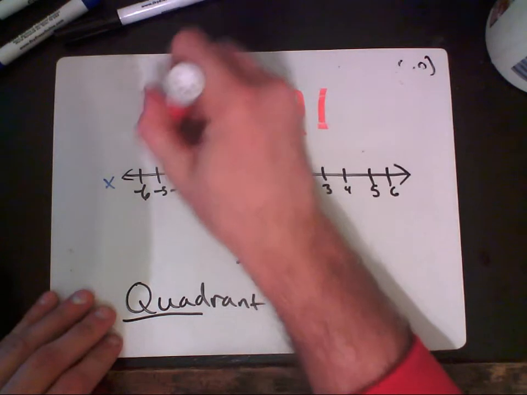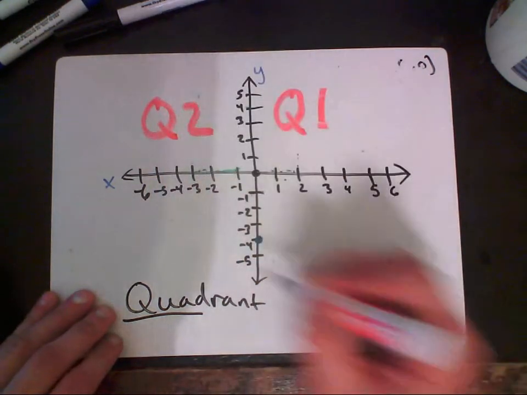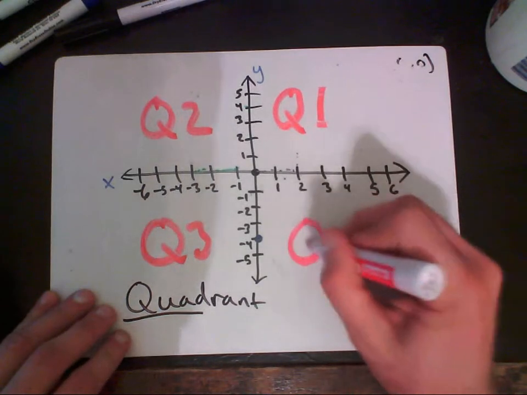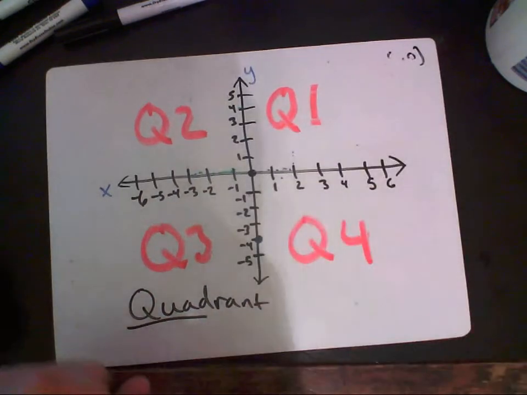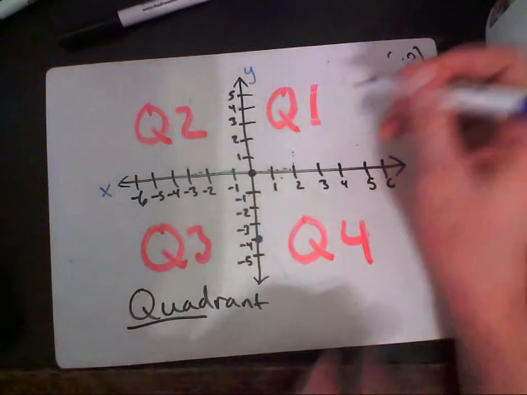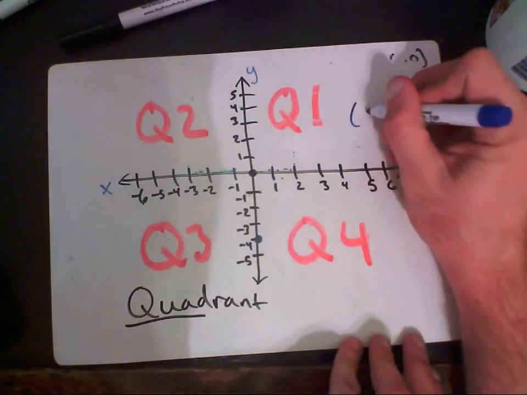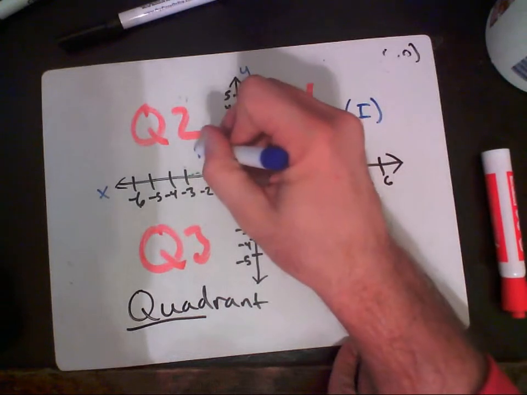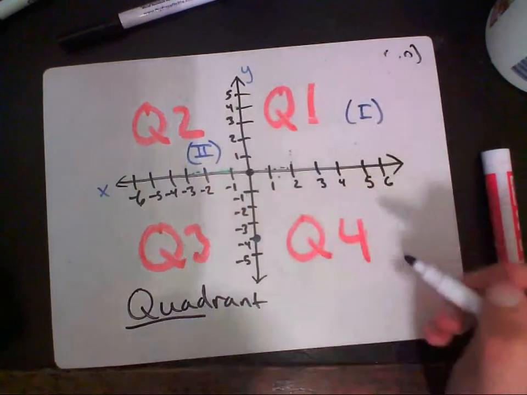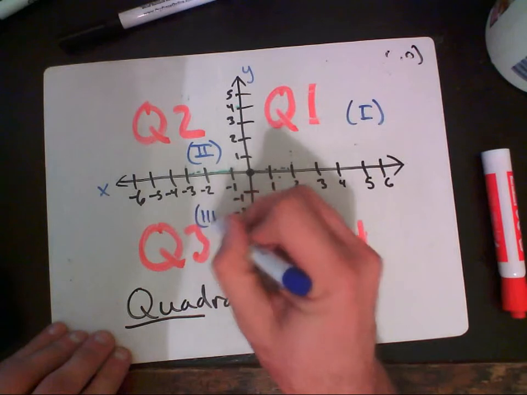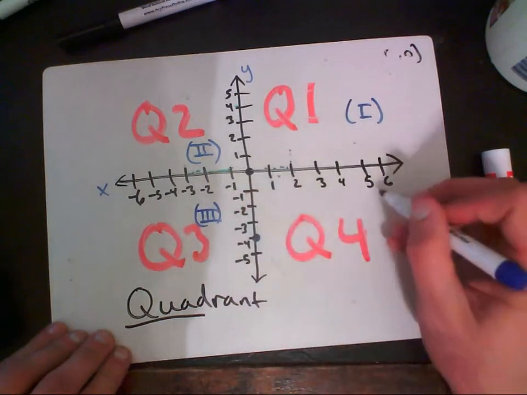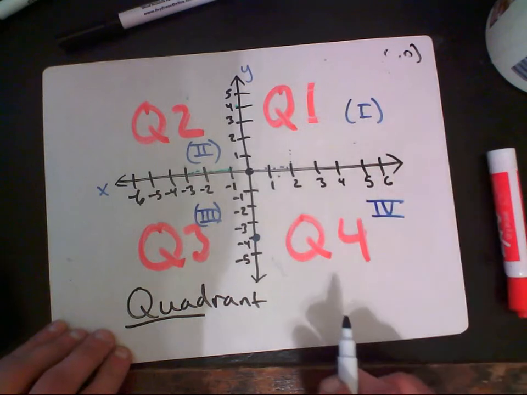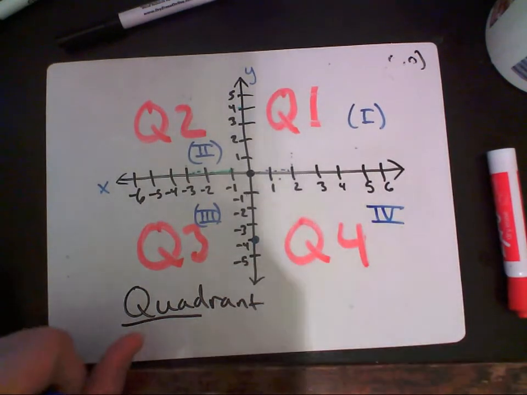Now all we need to do is move counterclockwise. So the next will be quadrant 2, quadrant 3, and quadrant 4. Again, I'll write that in a different color. Those Roman numerals are going to look like this. There's 1, 2, 3, and 4. Not bad, right?